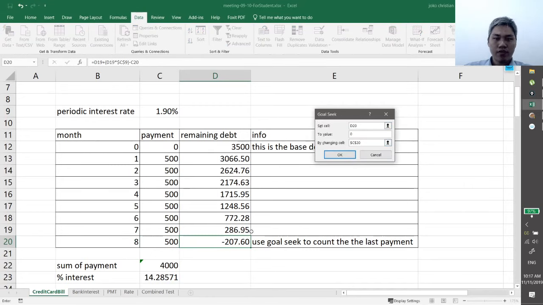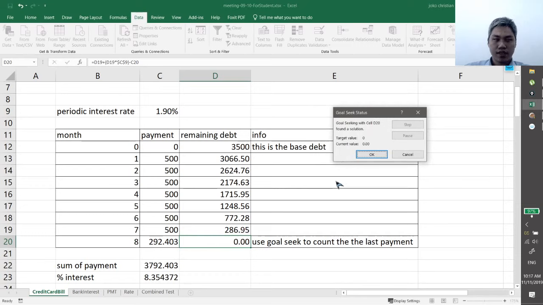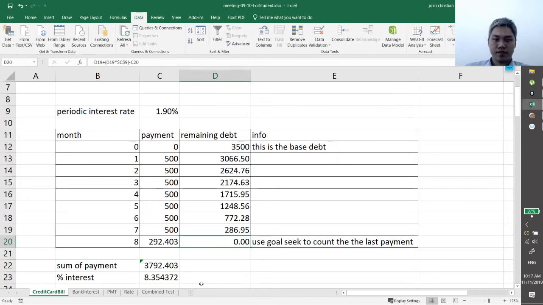You need to have the set cell be a formula to use goal seek, and by changing a cell that is part of that formula, because if it's not related at all, Excel cannot count it. I'll just click OK here, and you'll see that Excel counted it. The last payment should be $292.403. So we have a remaining debt of 0.